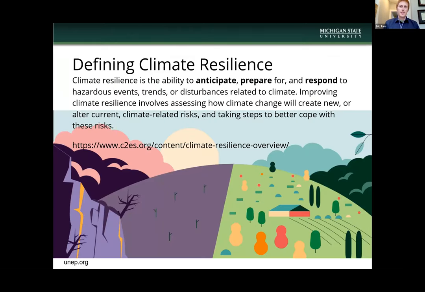I'd like to start things off by defining some key terms so that everyone can be on the same page. And I will use the Center for Climate and Energy Solutions definition for climate resilience, which is the ability to anticipate, prepare for, and respond to hazardous events related to climate.